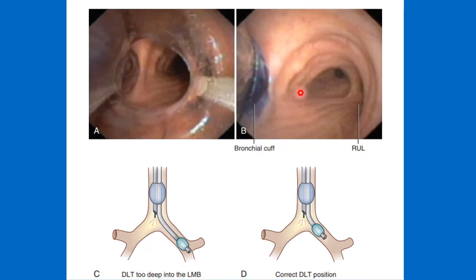This is the right placement of the left-sided double lumen tube. Here we can see this is the carina, and the bronchial cuff is barely visible. This is the appropriate position of the DLT.